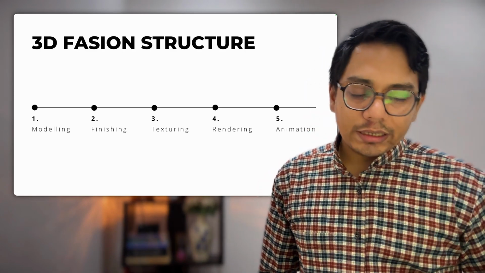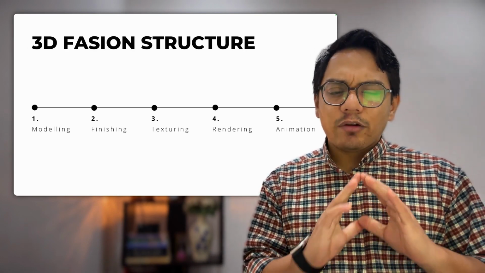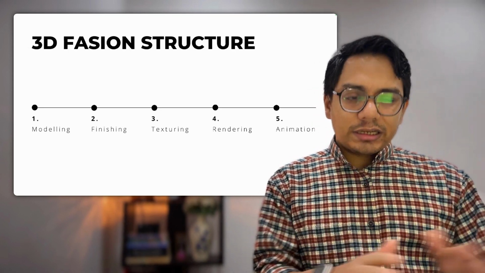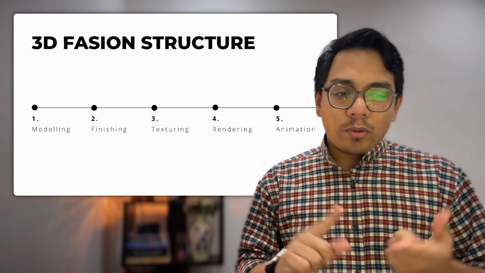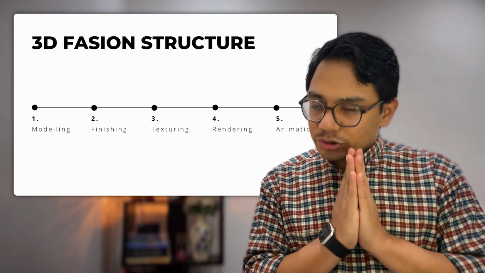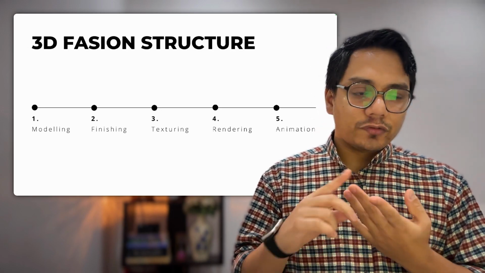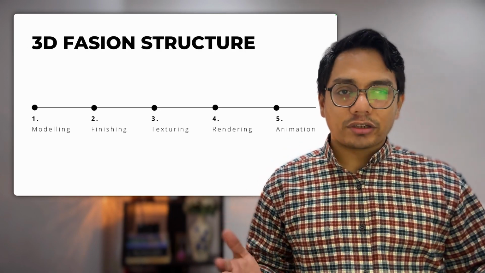But let me give you quickly a glimpse of what the 3D fashion structure looks like, okay? I have made a very detailed video about this and I'll link it in the description. But let's quickly define the concepts that you need to focus on, okay? There are five stages to 3D fashion, and I keep repeating it because it's so important. First is modeling, second is finishing, third is texturing, fourth is rendering, and fifth is animation. These are the five different stages of 3D fashion.